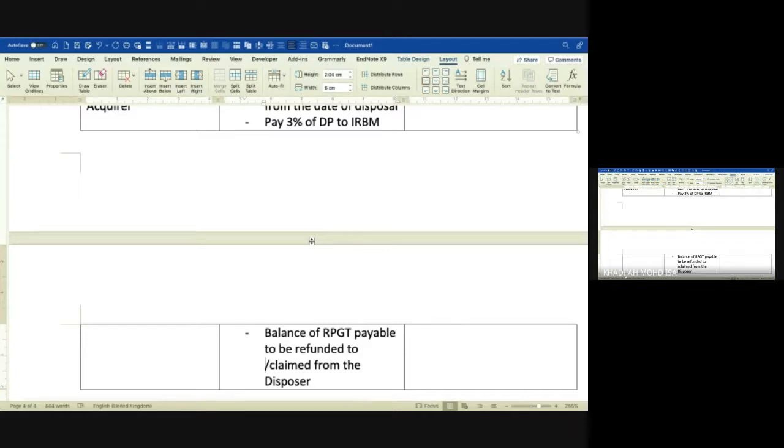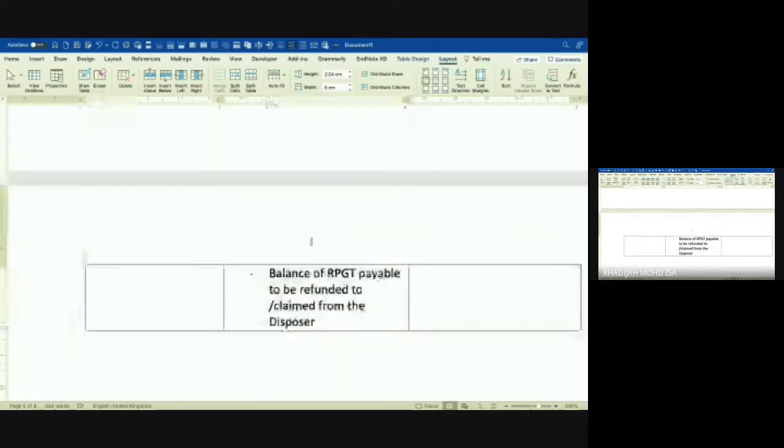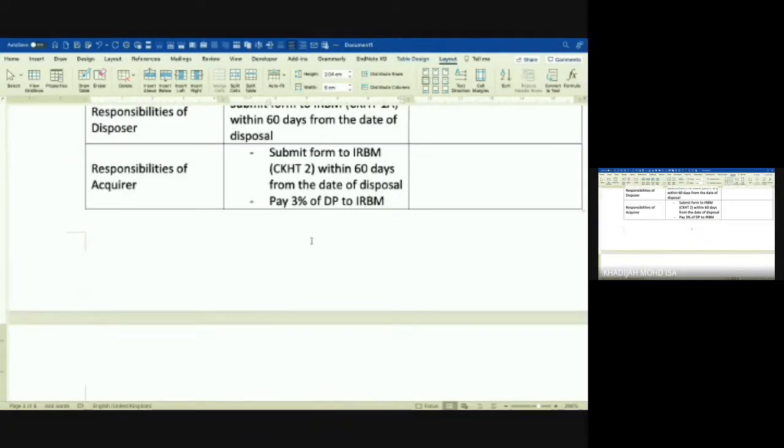Assuming the RPGT payable is only 20,000. Just now the acquirer has paid 30,000 to the IRB, but the actual RPGT is only 20,000. So the balance 10,000 will be refunded by the IRB to the disposer, because the money actually belongs to the disposer. But if the actual RPGT is 40,000, then the balance 10,000 will be collected from the disposer. At least the IRB has collected 30,000 upfront. If there is any extra, they will refund to the disposer, but if it's not enough, they will collect additional from the disposer. So that is the mechanism.